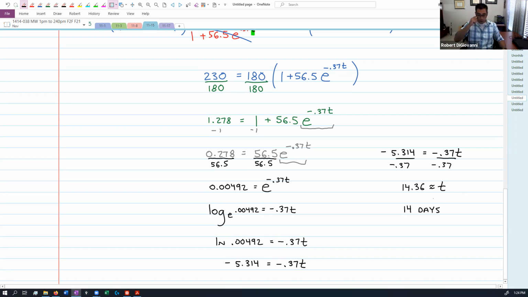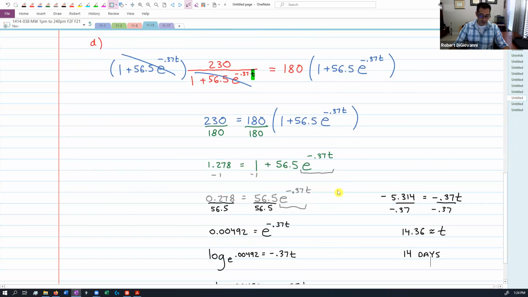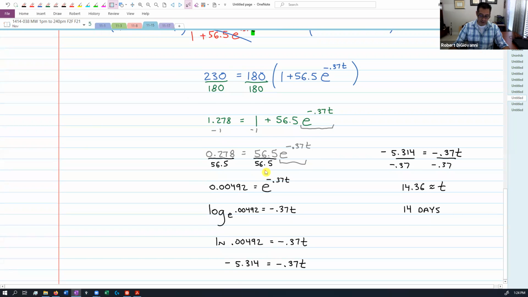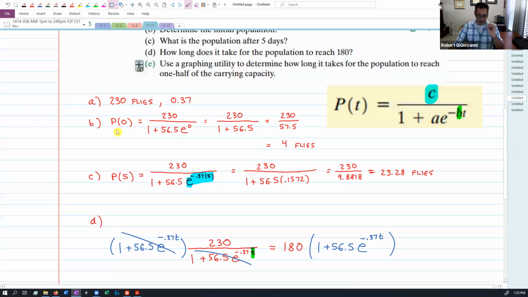Okay. Any questions there? Would you all agree that part D is a lot harder than part C? I mean, in the sense that there's a lot more algebra to do here, lots of room for mistakes, whereas part C, you're just plugging a number in, right? Same with part B, just plug a number in.